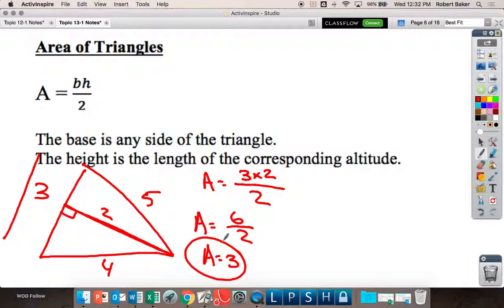So you always have to use the distance from the base you're calculating to the top of the triangle. Now that height can be inside the triangle or outside the triangle depending on what it looks like. Anybody know why it's divided by 2? Because there's 2 triangles.